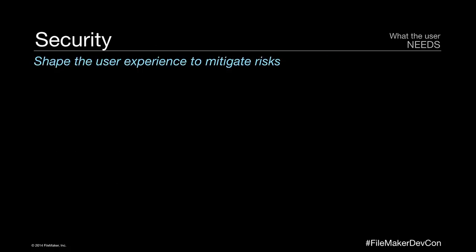And this is the last of my 12 guideline topics, security, which is not about getting in the user's way, it's about shaping the user experience to mitigate risks. The ideal security model is invisible to the user. They don't know what they don't get. Make sure you leverage the FileMaker security model rather than substituting your own database security.